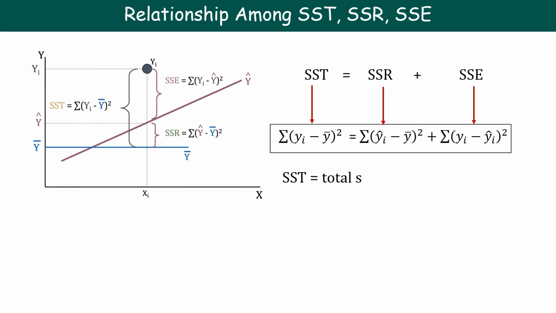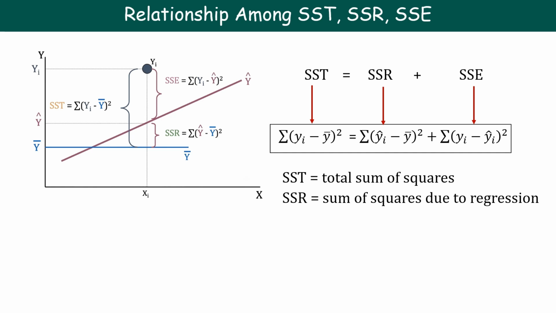Here's one simple equation to remember. SST equals SSR plus SSE. SST is the total sum of squares, the total variation in sales. SSR is the sum of squares due to regression, the variation our model explains. SSE is the sum of squares due to error, the variation our model doesn't explain. Together, these three numbers tell the complete story of how well our model performs.